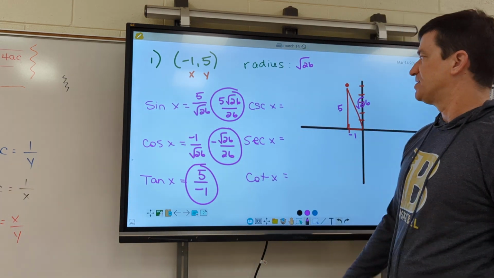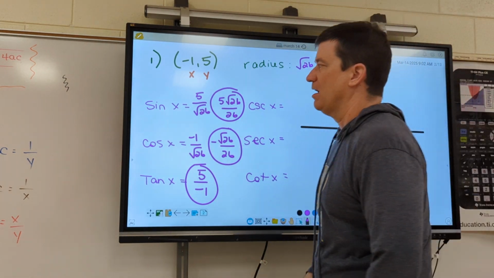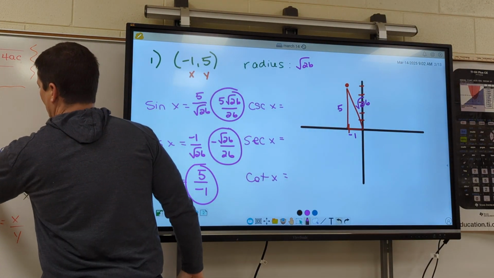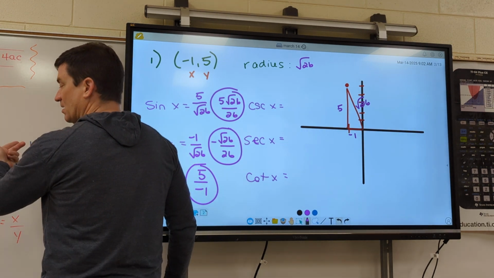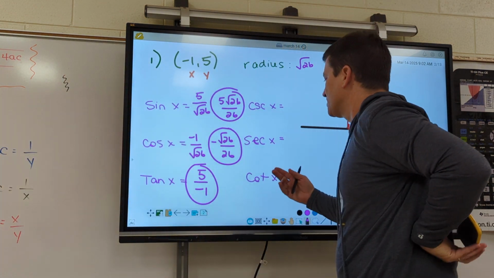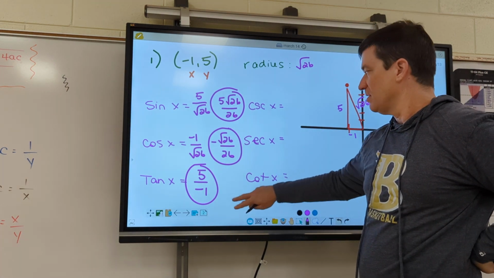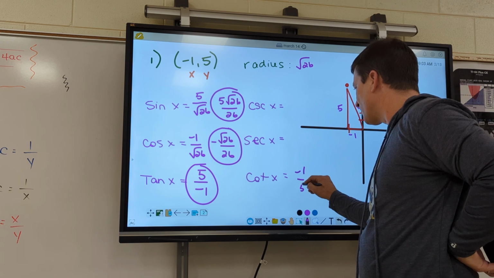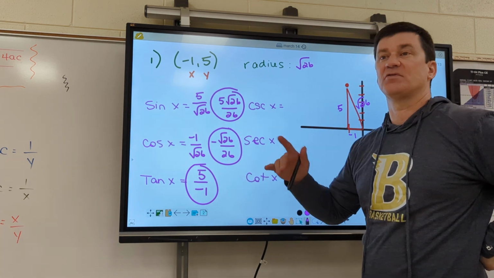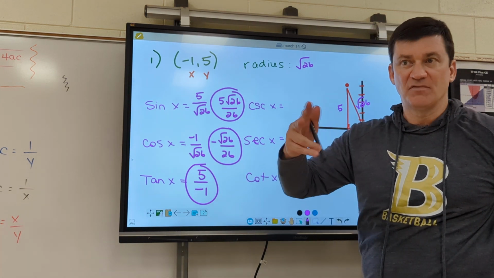Now, instead of finding these other three, Hayden, look, if sine is Y over 1 and cosecant is 1 over Y, it's just been flipped, right? So for example, let's do cotangent first. If you just flip that over, your answer is -1 over 5, because these two are opposites, inverses of each other.